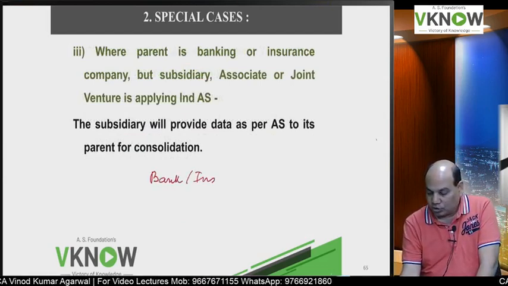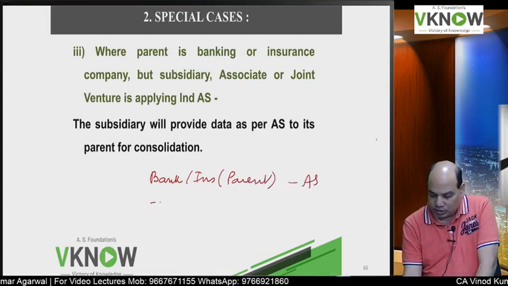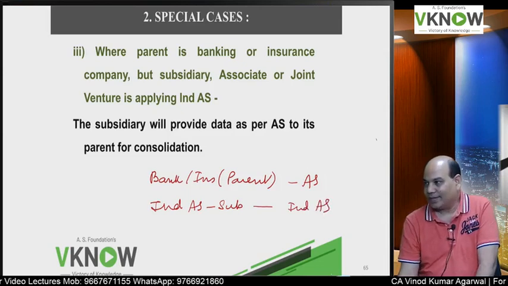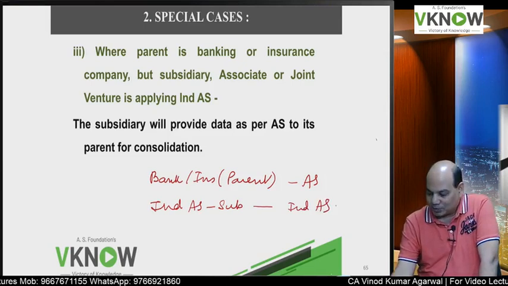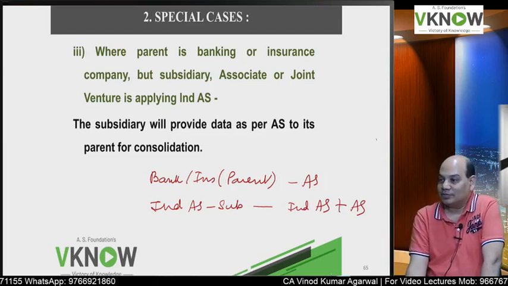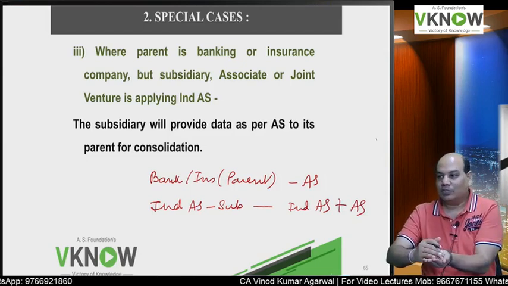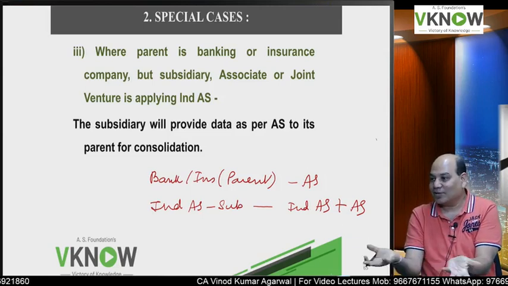Bank, insurance is a parent company, so they will follow AS, and the subsidiary company follows Ind AS. So what will happen now? Subsidiary will prepare two financial statements, because always the subsidiary will have to compromise. Remember, who will have to compromise? So subsidiary is like son, parent is parent. Who compromises? The son has to compromise.